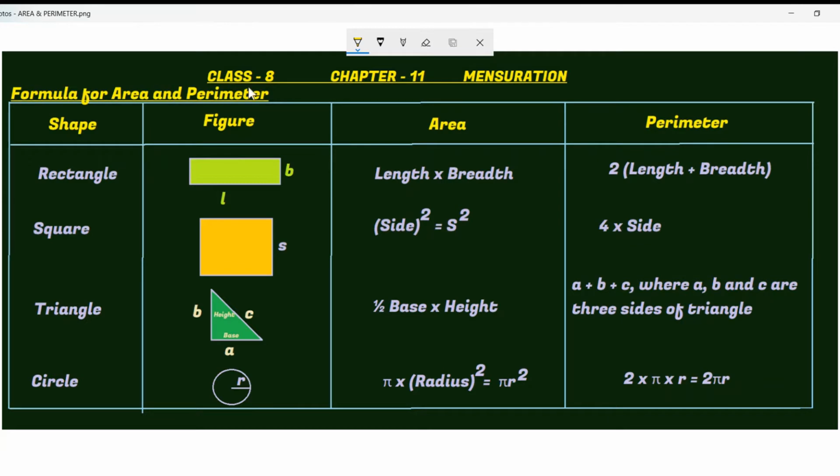Formula for area and perimeter. First shape is rectangle. We know in rectangle opposite sides are equal and parallel. So to find the area of rectangle you have to multiply length of the rectangle and the breadth of the rectangle. So formula for area of rectangle is length into breadth, that means L into B. For perimeter, you have to add all the sides. So we know there are 2L, 2 lengths and 2B. So we write 2 into (L plus B).